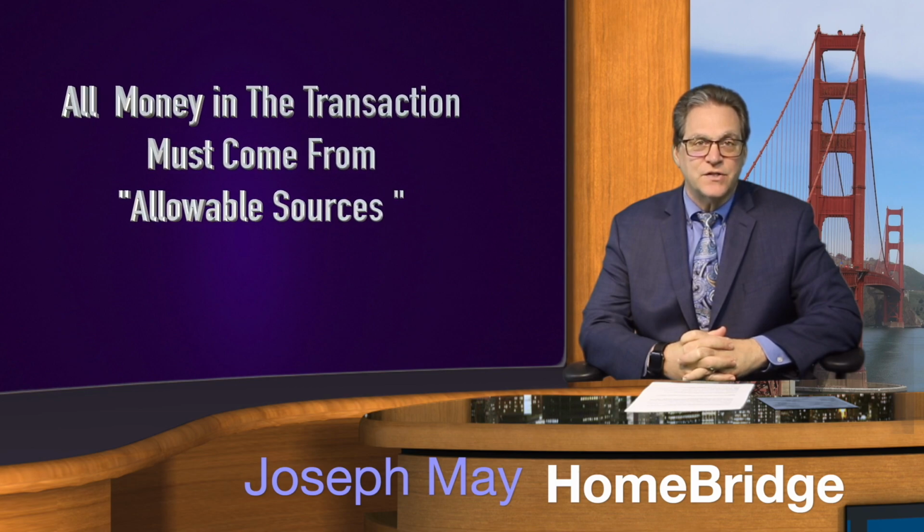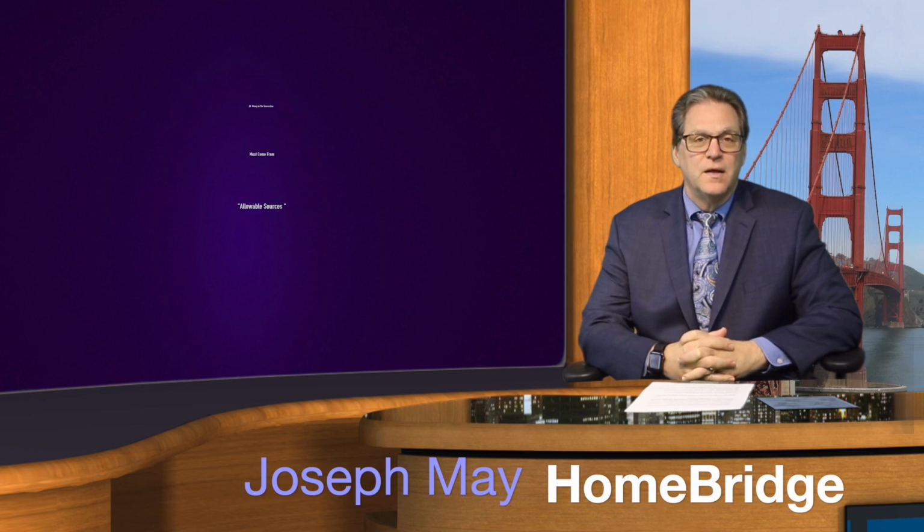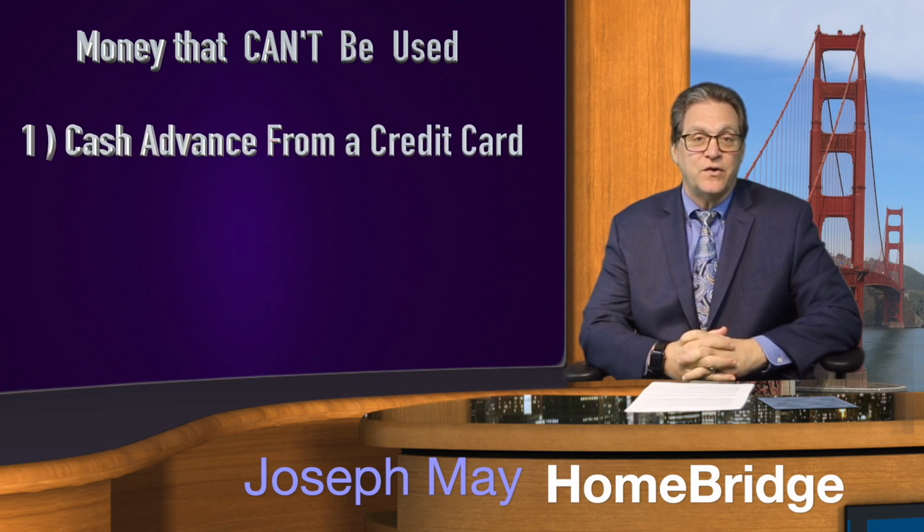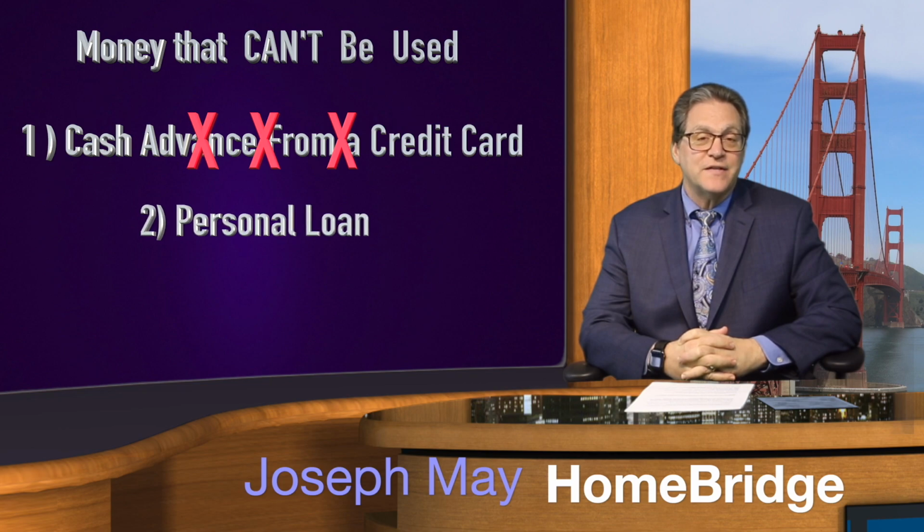First, understand that the government's rules are that all money in the transaction must come from allowable sources. And those allowable sources must be documented properly. Money that can't be used in a transaction would be any unsecured funds. For example, if you took a cash advance on your credit card, that couldn't be used. If you got a personal loan from a bank, that's considered unsecured funds and is not allowed to be used in a real estate transaction.